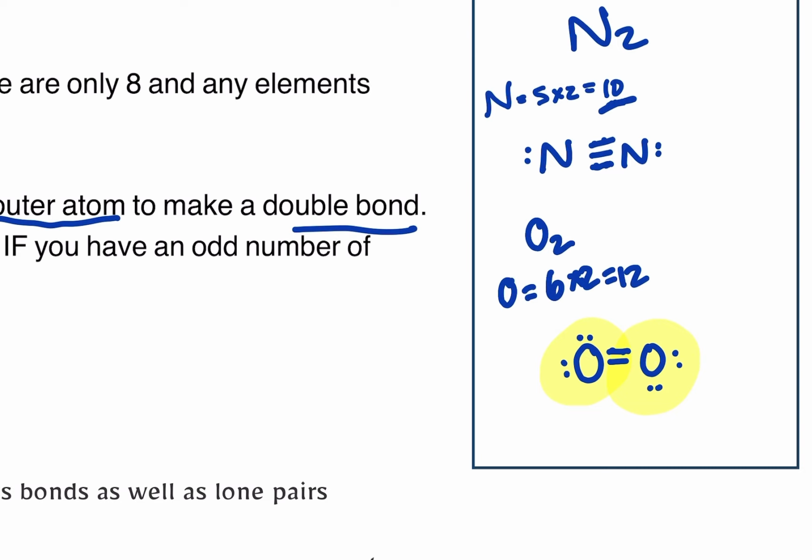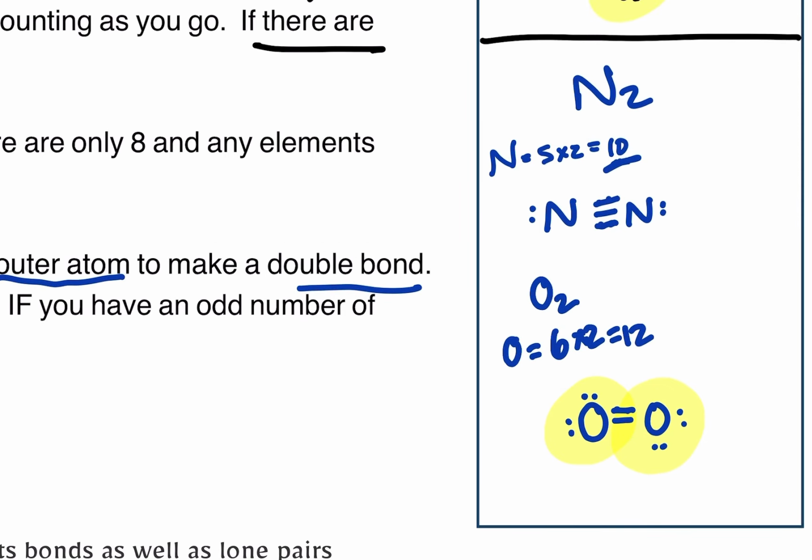So that's how you're going to go about figuring out if something has a need for a double or a triple bond, or maybe multiple double or triple bonds. And it's just by, when you add up your electrons, one of your atoms is short of 8, and there's no way to make the electrons move around so that you've got 8.